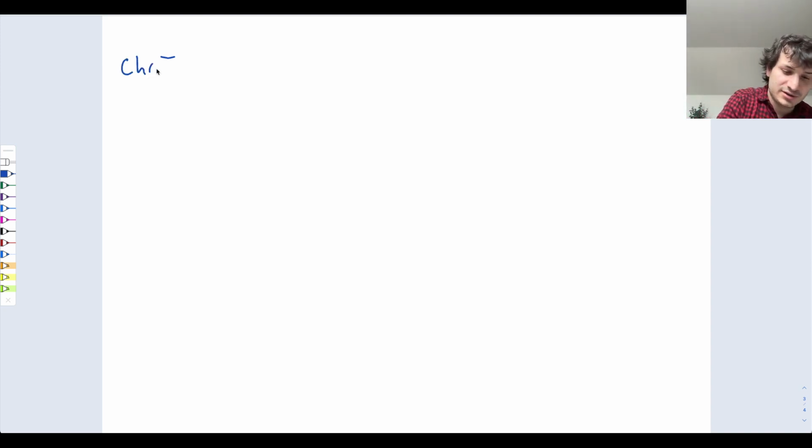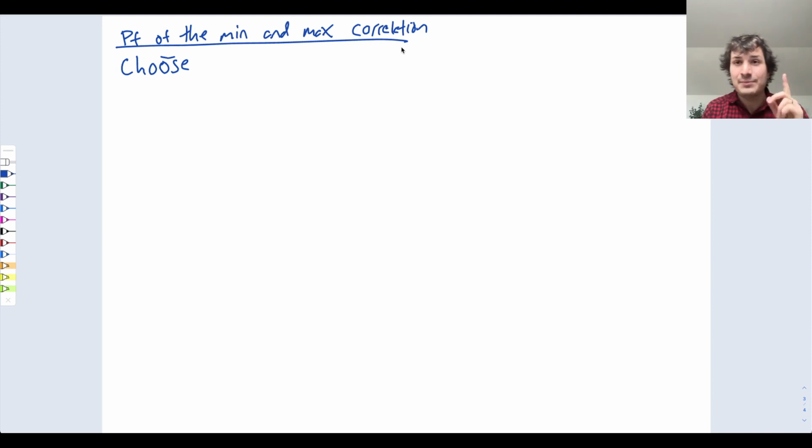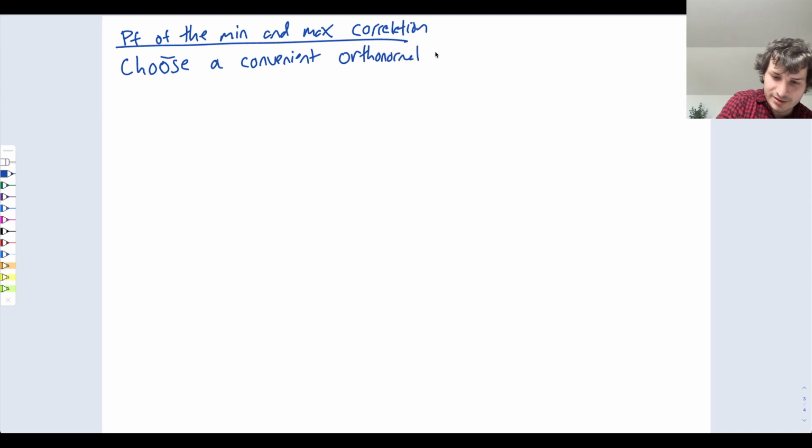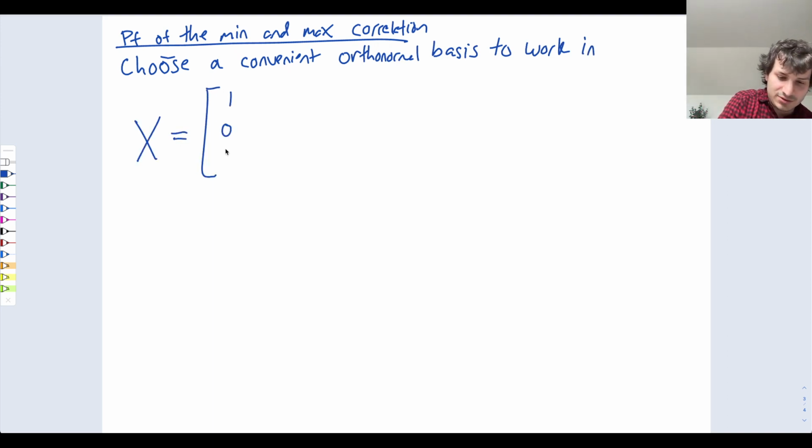So this is the proof of the min and max correlation. And the first step, and I think the most important step, is that if you do this step correctly, everything else is a breeze. We're going to choose a convenient orthonormal basis to work in. And in that basis, I'm going to make the vector x the vector 1, 0, 0.